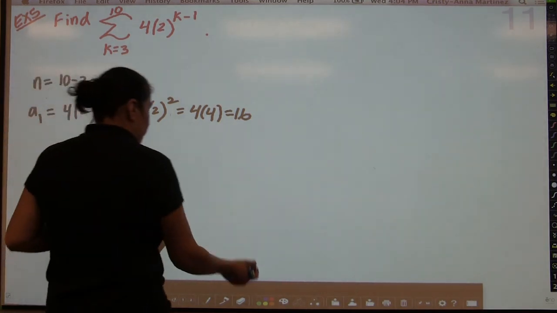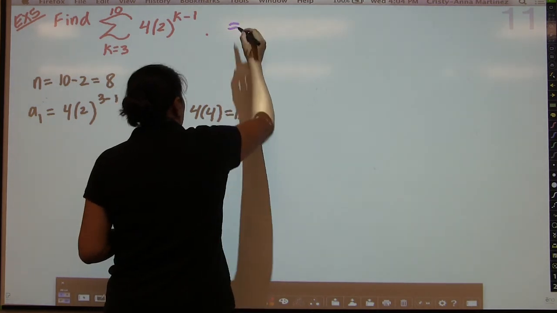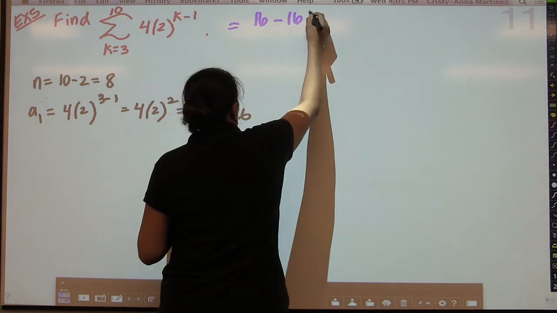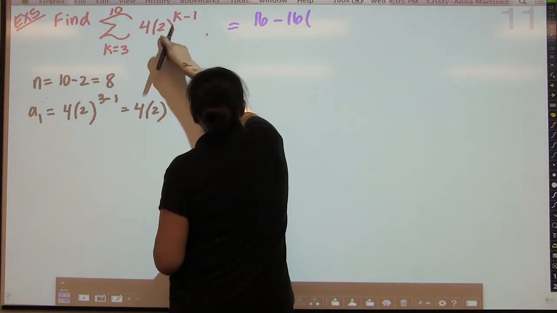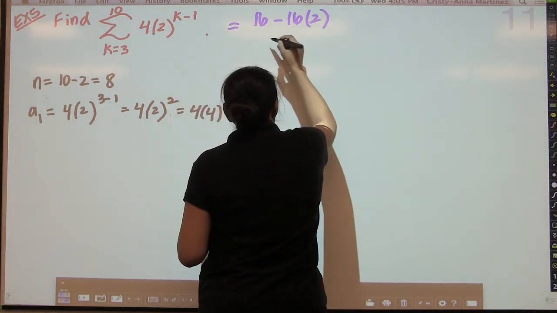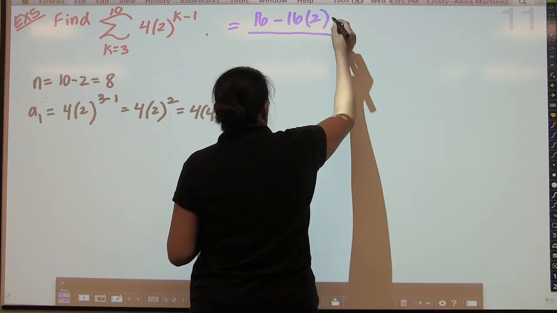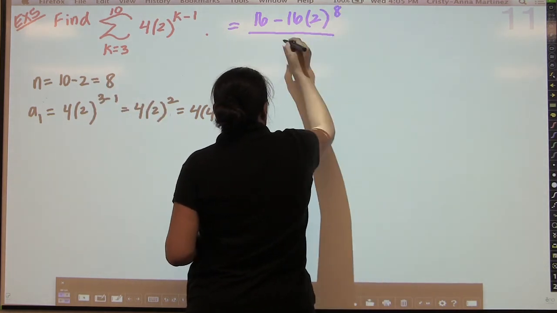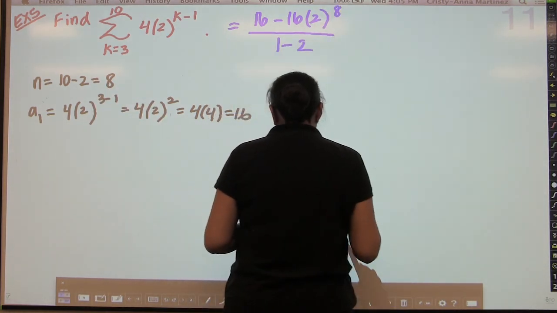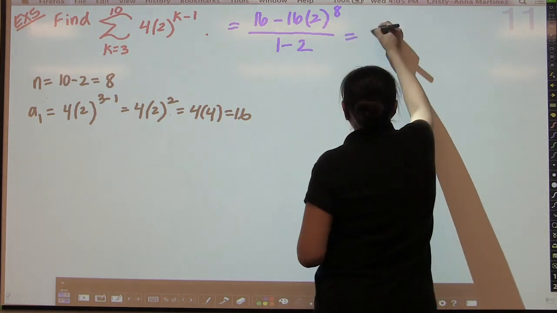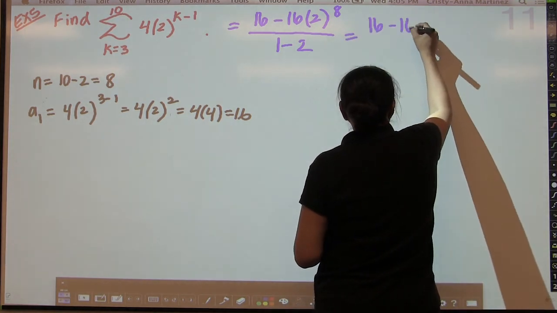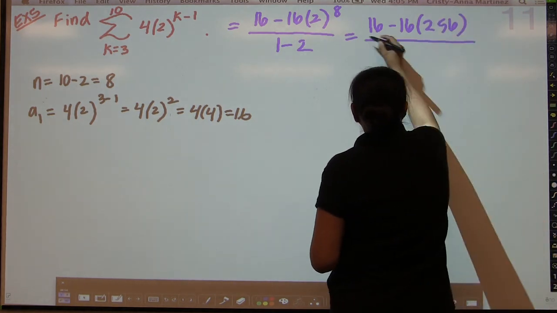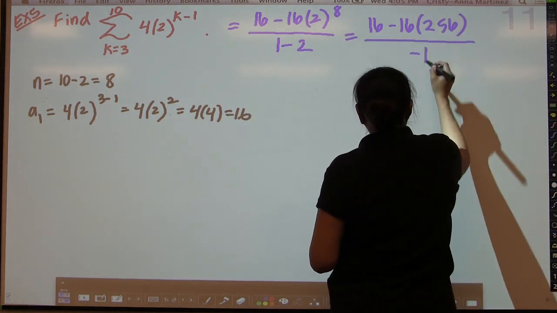So now we have our n value and we have our A sub 1 value, and so we just want to plug it directly into our formula, which tells us to do A sub 1 minus A sub 1 times the common ratio, which is 2, to the nth power, and in this case the n is 8, divided by 1 minus r, or in this case 1 minus 2. So that's going to give us 16 minus 16 times 2 to the 8th power, which is 256, divided by 1 minus 2, which is -1.